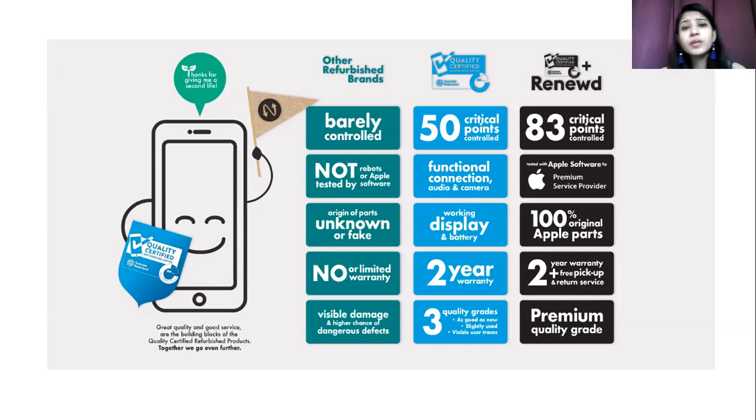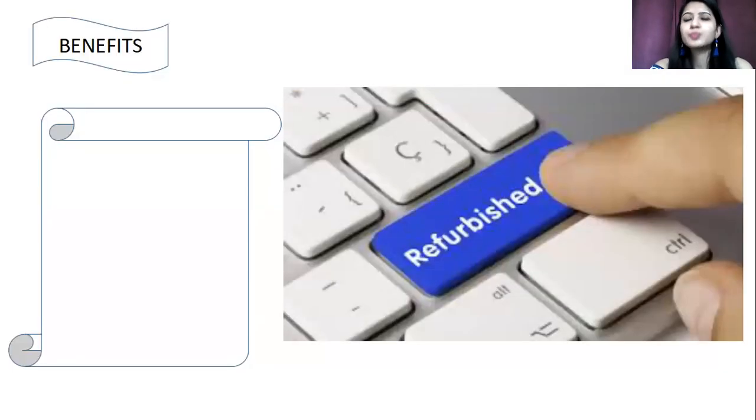And if they cannot be replaced, then the product is not brought back to the market. So you can say that there are no fake or unknown parts, only original parts. Now when we talk about these products, they offer you premium quality, good quality, great functionality, and good structure. But what are the major advantages of refurbished products over brand new?